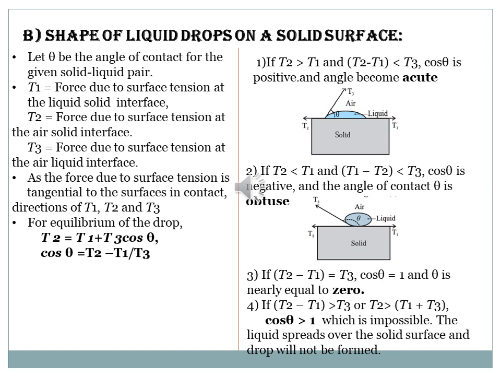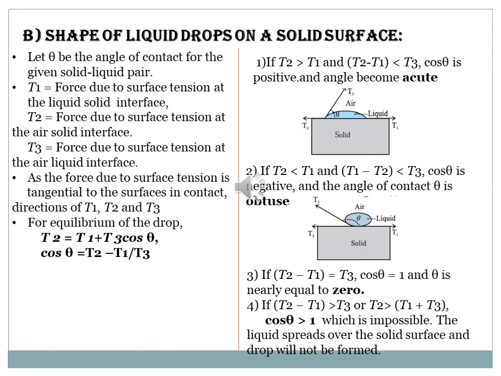Now what if T2 minus T1 is equal to T3? If T2 minus T1 is equal to T3, what happens over there? Then the term will become 1. So cos theta becomes 1. So theta is nearly equal to 0.